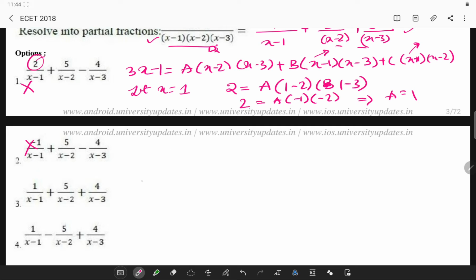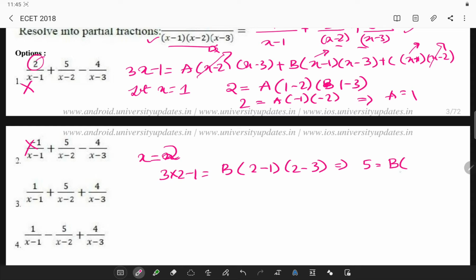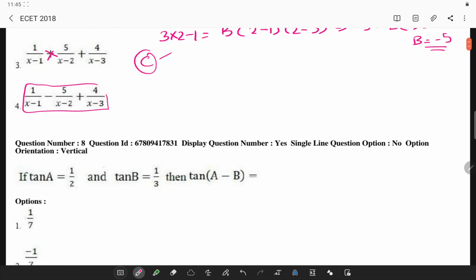Next, I'll calculate the value of B. So now let x is equal to 2. So 3 into 2 minus 1 is equal to, so this will be 0 and this will be 0. So B into 2 minus 1 into 2 minus 3. So I'll be left with 3 2s are 6 minus 1, 5 is equal to B into 1 into minus 1. So B is equal to minus 5. So this option, because here it is given plus 5, so there is no need to calculate the value of C.